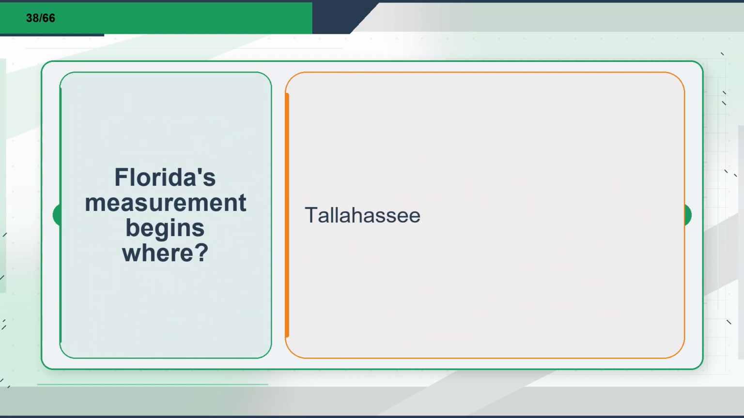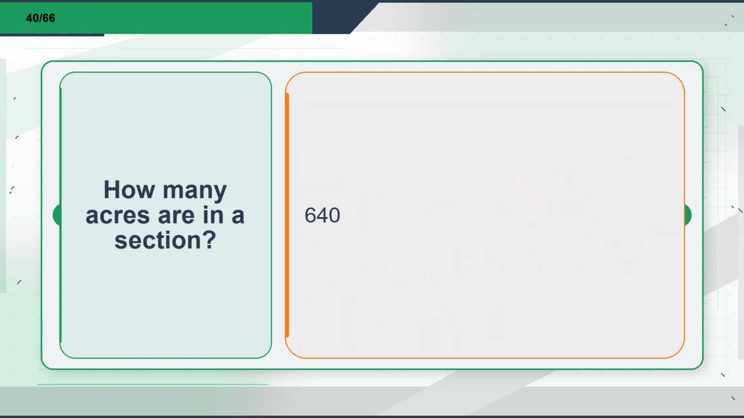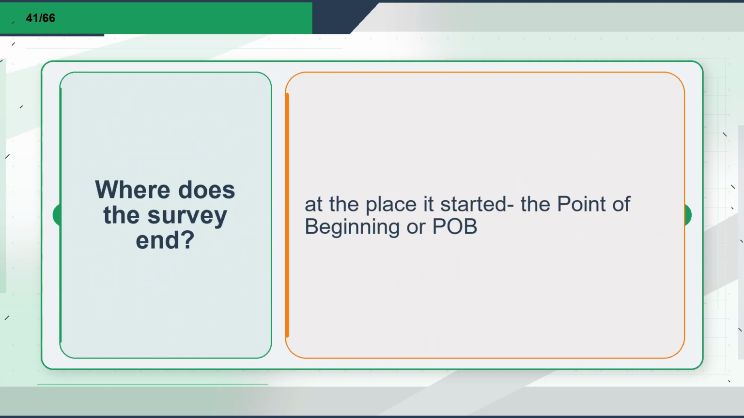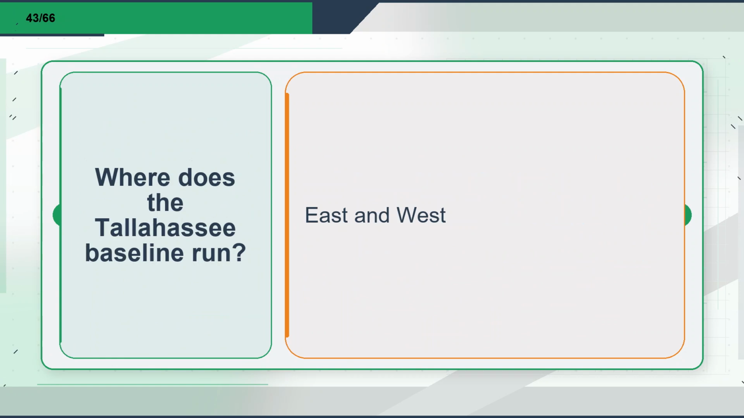Flashcard 38. Term: Florida's measurement begins where? Definition: Tallahassee. Flashcard 39. Term: what is a lot and block system? Definition: the system utilizes a map referred to as a plat map. Flashcard 40. Term: how many acres are in a section? Definition: 640. Flashcard 41. Term: where does the survey end? Definition: at the place it started, the point of beginning or POB.